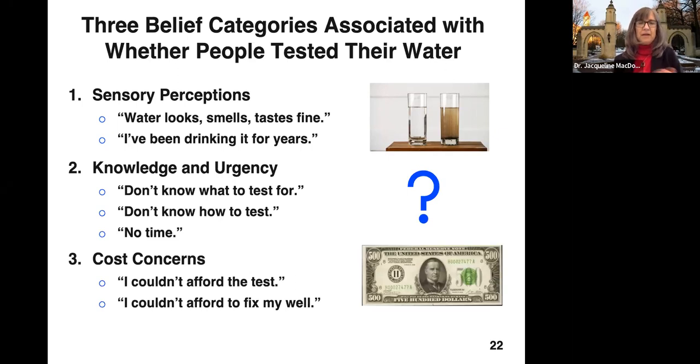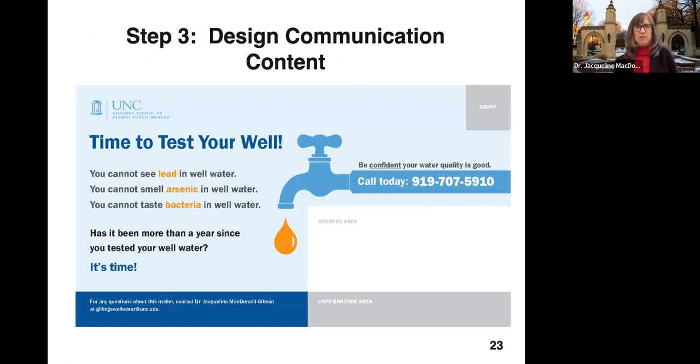And the third category was questions around cost. Again, two example questions was to ask people to rate, on a scale, the extent to which they agree with the statement, I couldn't afford to test my water, or I couldn't afford to fix my well if I tested it and a problem were discovered. So these are the three factors that we found were really associated with decisions to get a water test in our population. So the next step was to design communication content.